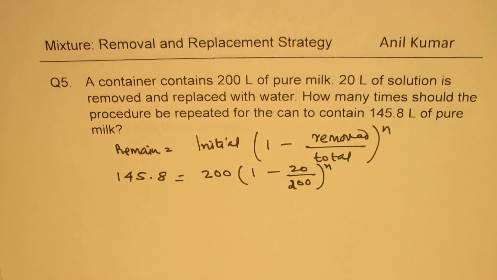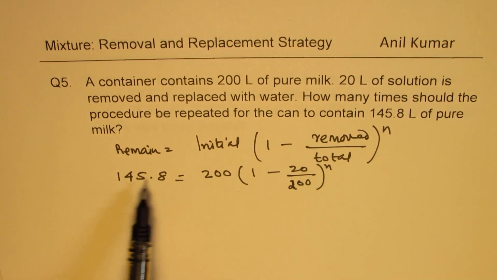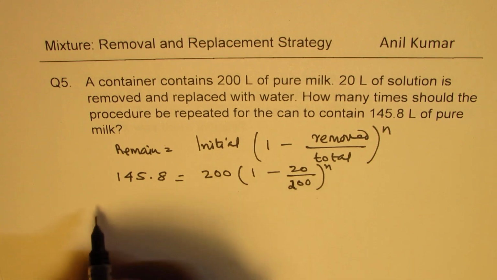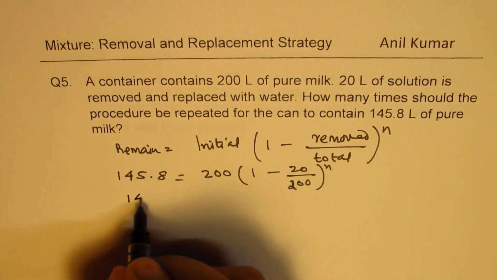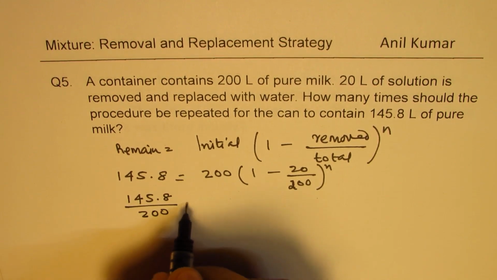And we have to find this value of n, correct? So how many times should it be done so that we get that as our result? Is that clear to you? So we have to solve this. So let's divide this by 145.8. Let's divide by 200, right?